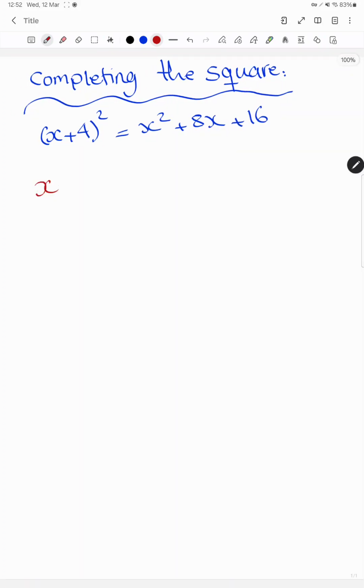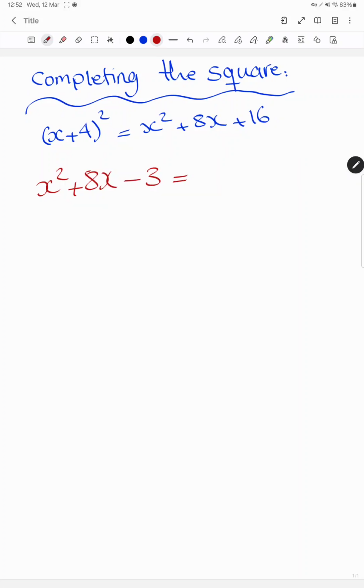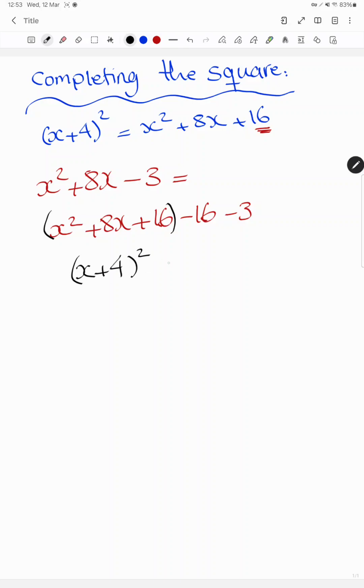Now, let's think about it. If I had x² + 8x - 3, and someone asked me to complete the square, all I have to do is create this number. So I'm going to write it as x² + 8x + 16 - 16 - 3. You're probably asking, why am I doing plus 16 and minus 16? That's because then I haven't changed anything. 16 minus 16 is 0. Now, if you think about this part being (x + 4)², then that is just minus 19.